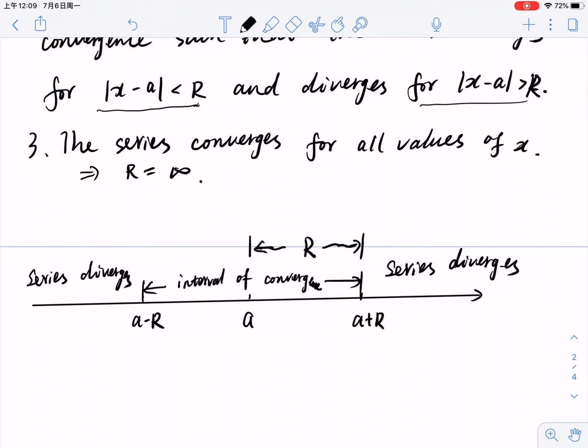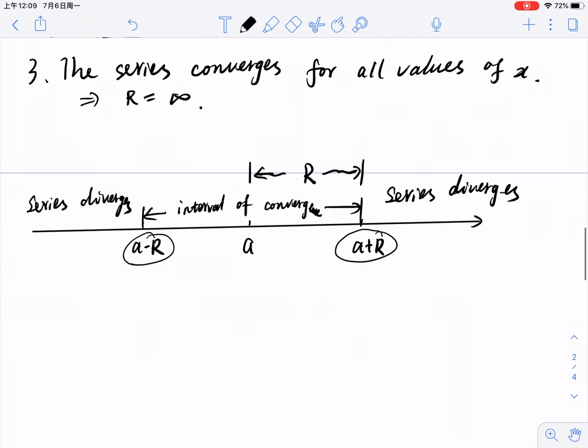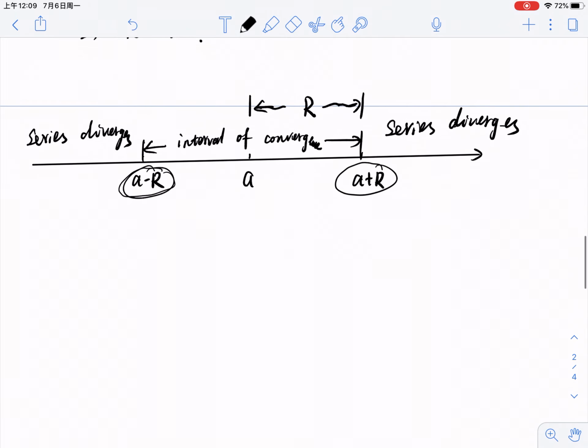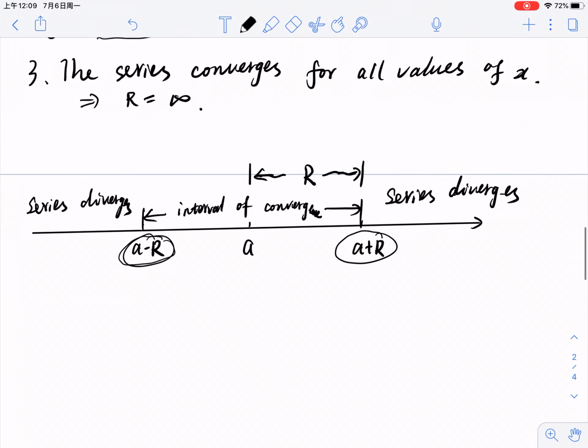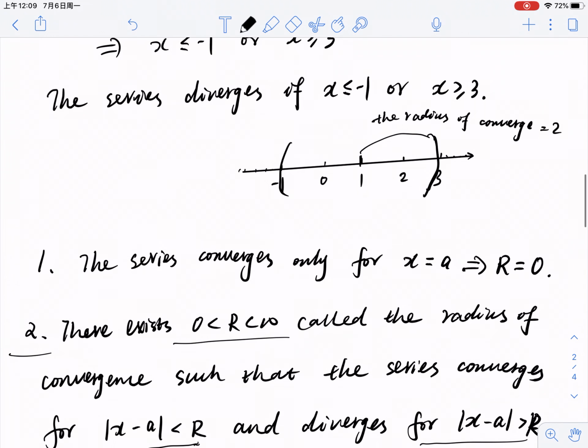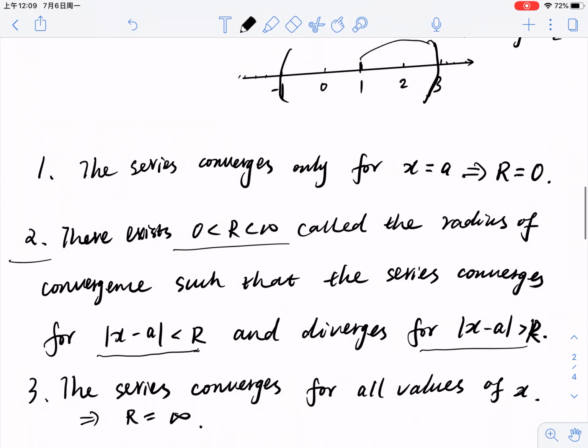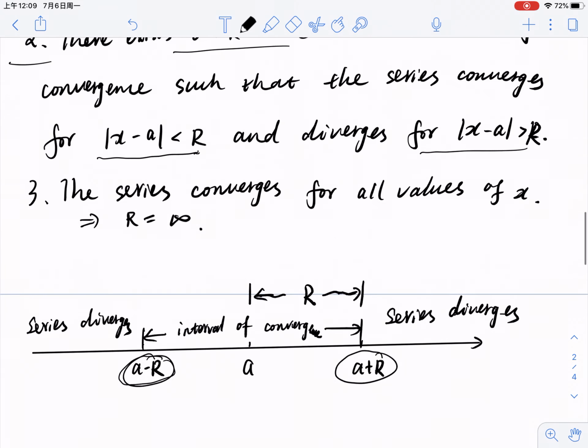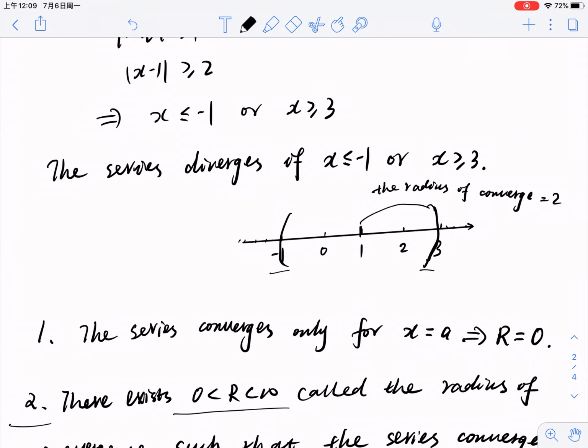So the interval (a − R, a + R), together with those endpoints a − R and a + R, if any, at which we have convergence, gives us the interval of convergence of the power series. So we need to deal with these two endpoints separately. For the last example we did, we know its radius of convergence is 2, and the interval of convergence is from -1 to 3, the open interval.